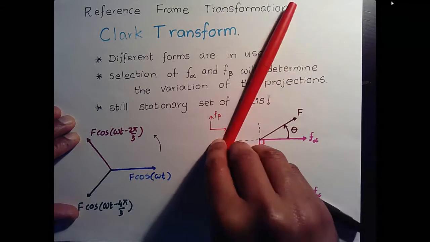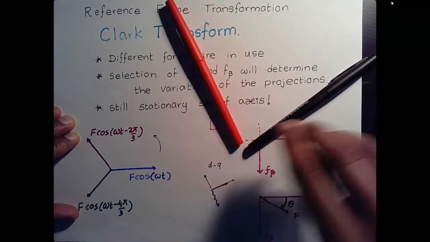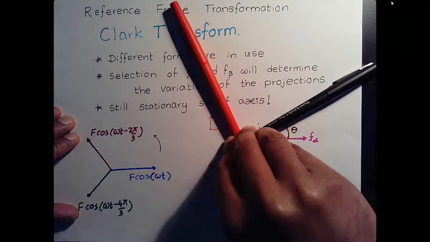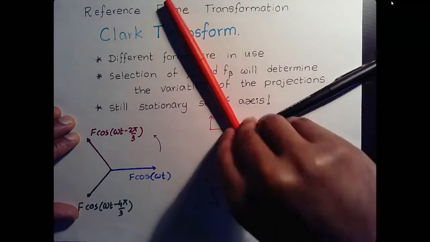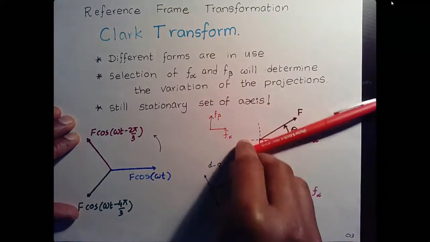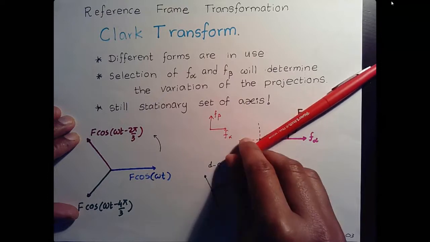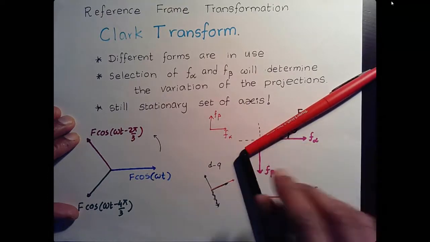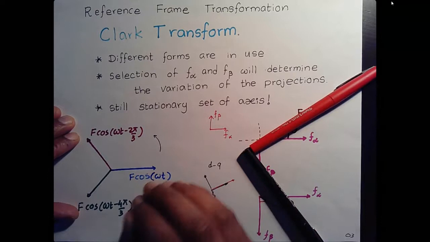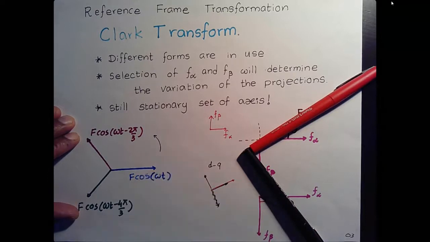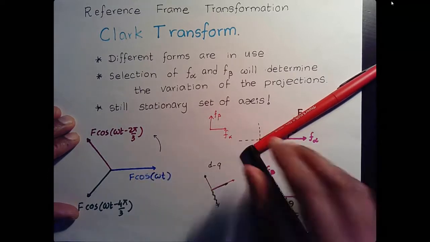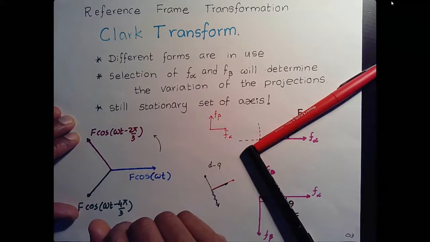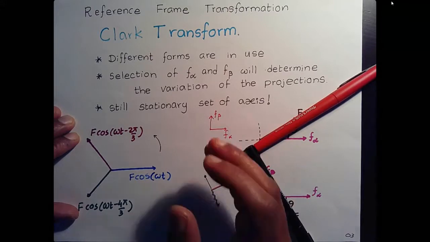So if someone wants, you can actually align your vector along the direct axis, but there's no mathematical limitation in aligning the Q axis with the vector. But be careful when you go into standard notation for electric machines. There's a standard form that you have to follow when you define what is the Q axis, what is the D axis, right?